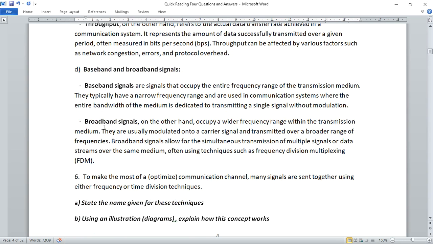Then we have baseband and broadband. When you talk about a baseband, this is a digital signal. On the other hand, a broadband is an analog signal. That is the simplification of the whole story.